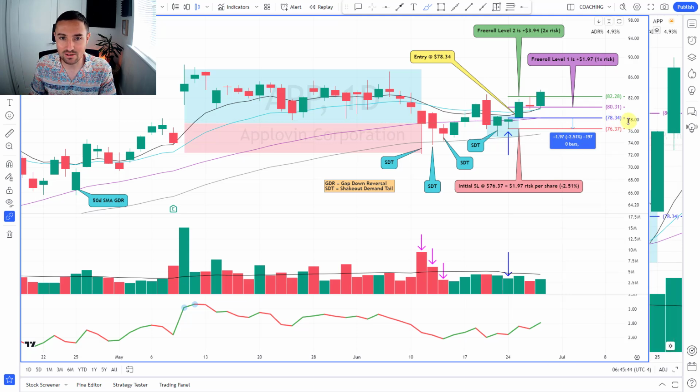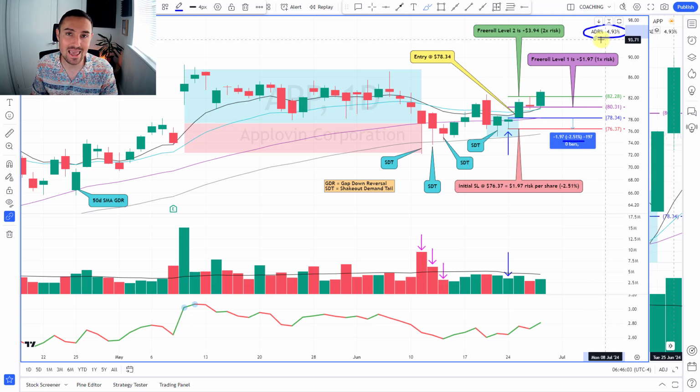So 78.34, that's where I'm targeting it through. Initial stop loss hit, 76.37. So that equals a $1.97 risk per share, which equates to 2.51% risk, okay? So that is then my out point. Now, if you look at that, 2.51% relative to this number up here.